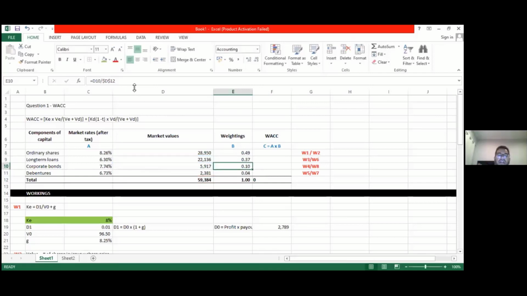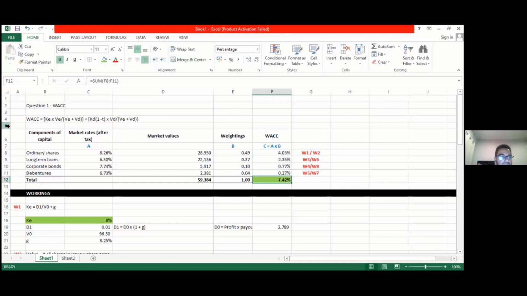So now we can work out WAC. WAC would simply be A, which is the market rate, multiplied by B, which is the weighting. And if I do that for all of them, my WAC comes to 7%. So now that is my answer for WAC.